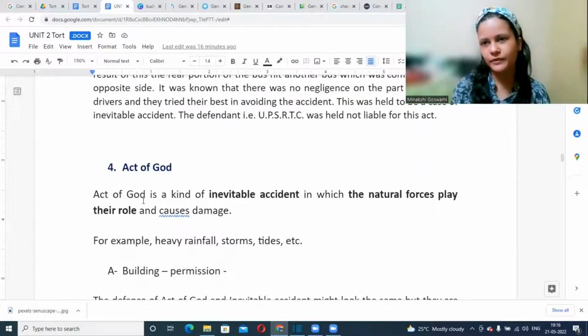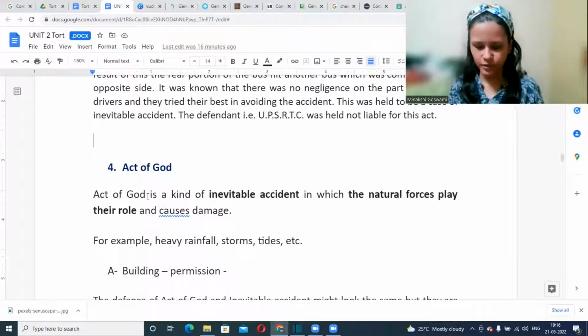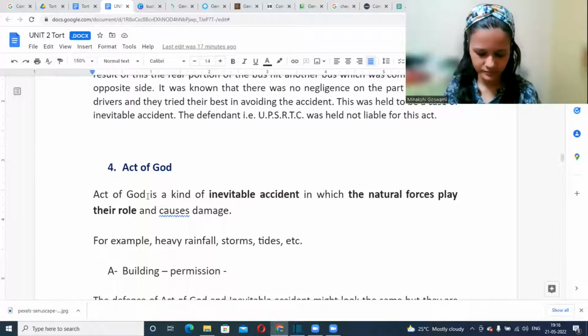All right. So the next one we have is act of God. Have you heard of this before? What is it? Act of God is because of things like earthquake, extreme rainfall, or basically nature upset, tsunami kind of thing.